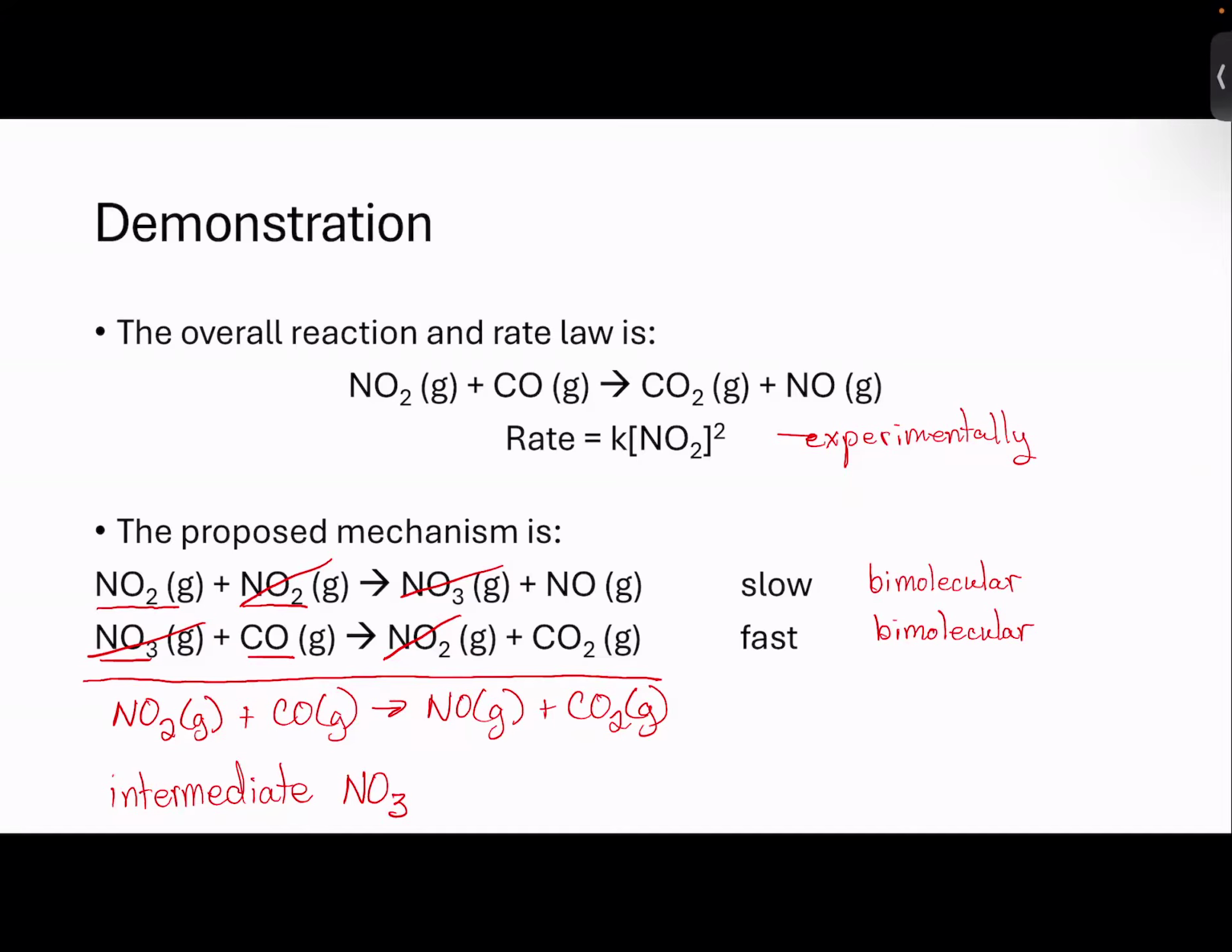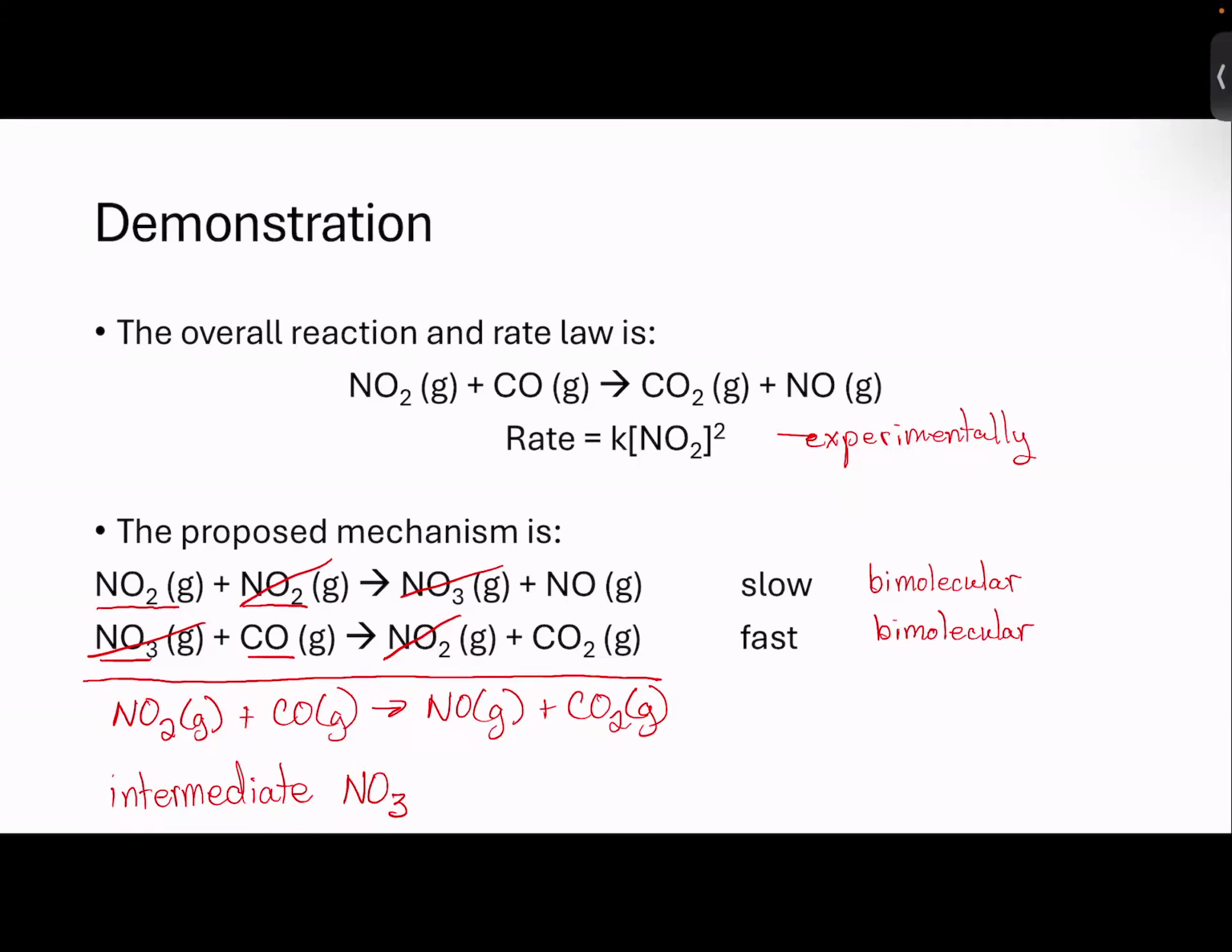We can't say this is valid yet because we still have to meet the second criteria, which is that the rate law of the rate determining step must produce the rate law determined experimentally for the overall reaction.